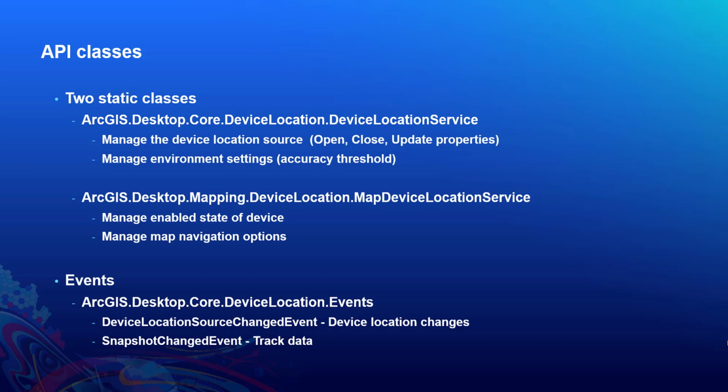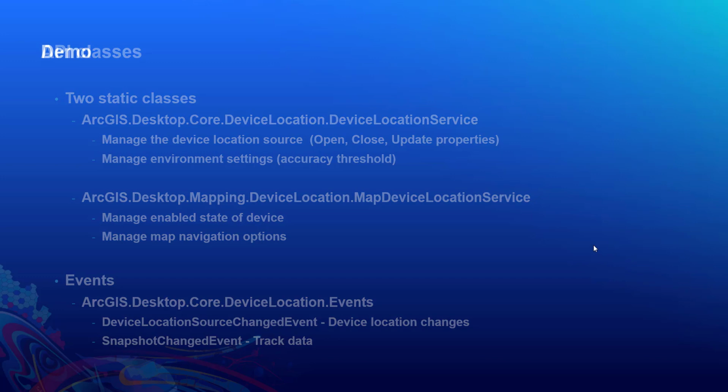In addition, the API supports a few events found in the arcgis.desktop.core.deviceLocation.events namespace. First is the device location source changed event, which fires when the current device location changes. The other important event is the snapshot changed event, which is used for collecting the snapshot data from the current device. Let's go ahead and get started with a demo and see all of this in action.